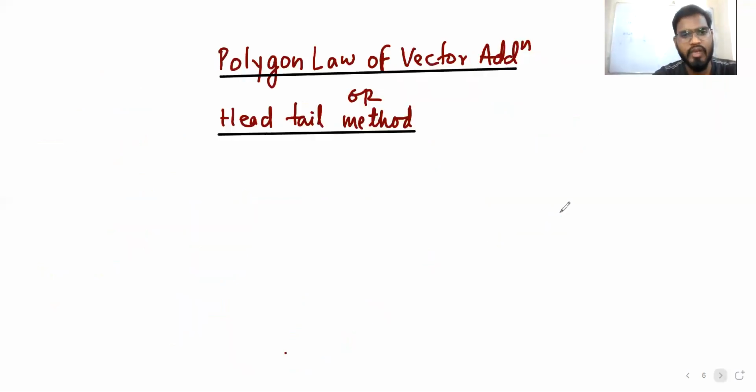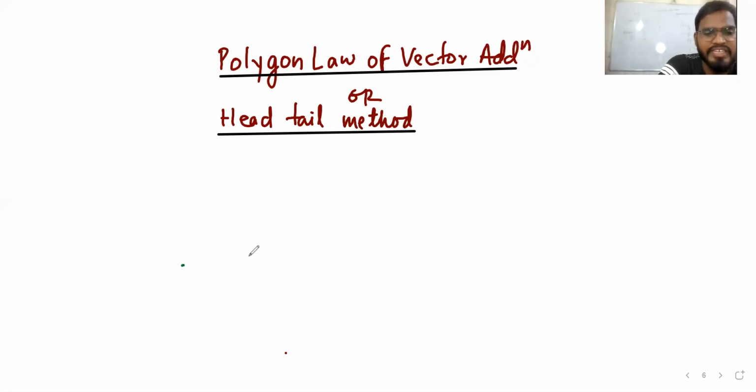That's it. Now, the polygon law of vector addition, or head-to-tail method. If there are more than 2 vectors, we will use the polygon law. For 2 vectors, we can use either the triangle law or the parallelogram law. If there are more than 2, we are going to see how to use it.